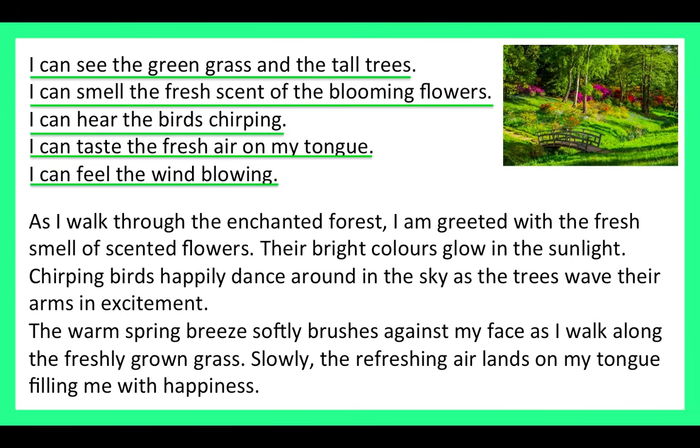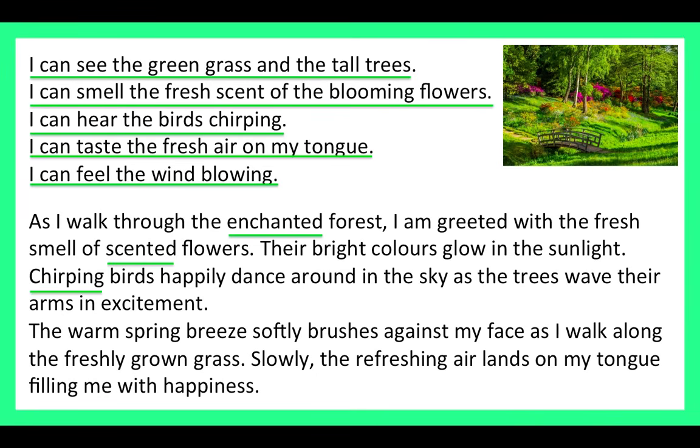Now let's have a look at why this description is more effective. There are various techniques used in this description, so let's have a look at a few examples. The use of the adjective enchanted suggests the forest is magical and fascinating. The use of the adjective scented gives the reader an idea of how nice the flowers smell. The use of the verb chirping brings life to the picture, helping to create a feeling of happiness and delight.